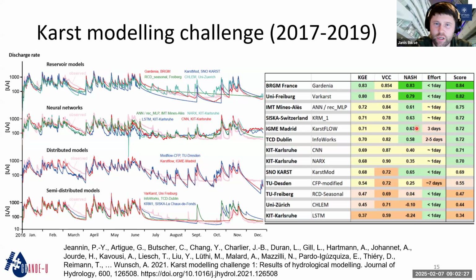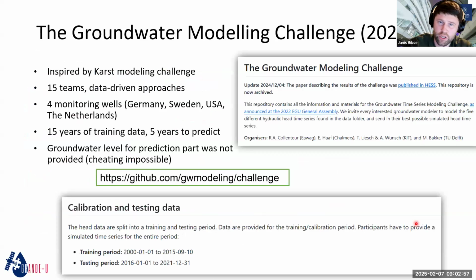For example, we can see that the GRANDE-U model, which I showed, which was from France, actually was the winning model, which performed the best. While, for example, the LSTM or long short-term memory model, in this case, performed quite badly. The Nash-Sutcliffe coefficient is below 0, which means that it's a really bad model. And all these results are published in a paper. And now we come to the Groundwater Modeling Challenge from 2022. This challenge was inspired by the Karst Modeling Challenge, which I just presented.